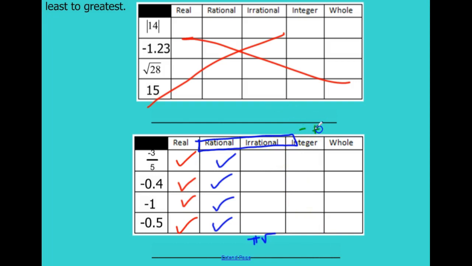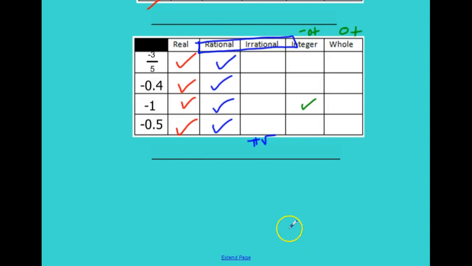Our integers, the ones we'd see on our number line, negative, positive, or 0. Well, here's a fraction. It's not going to be a nice whole number counting by ones. Same, here's a decimal. Nope. The only integer is negative 1. And then do we have any positive counting numbers? Well, you guys, they're all negative, so there aren't any positive numbers.